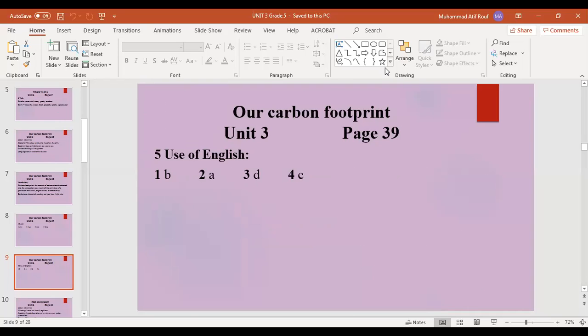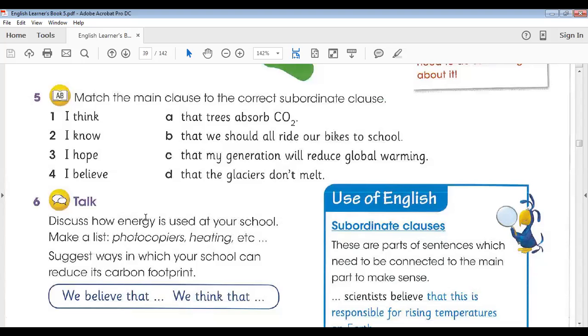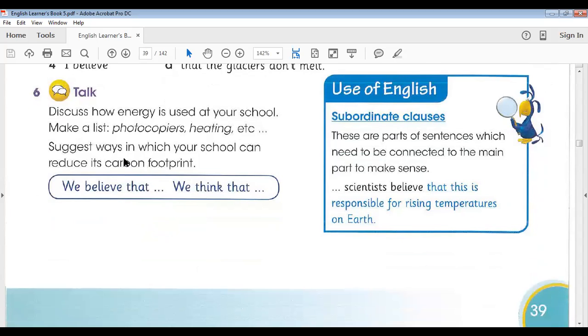Sentence 1 goes with sentence B, sentence 2 goes with sentence A, sentence 3 goes with sentence D, and 4 goes with sentence C. After that, we discussed the last activity, which is the discussion. We discussed different sources of energy that we use at our school, how energy is used at our school, and we made a list during the lesson: air conditioners, tube lights, fans, photocopier, multimedia projectors.